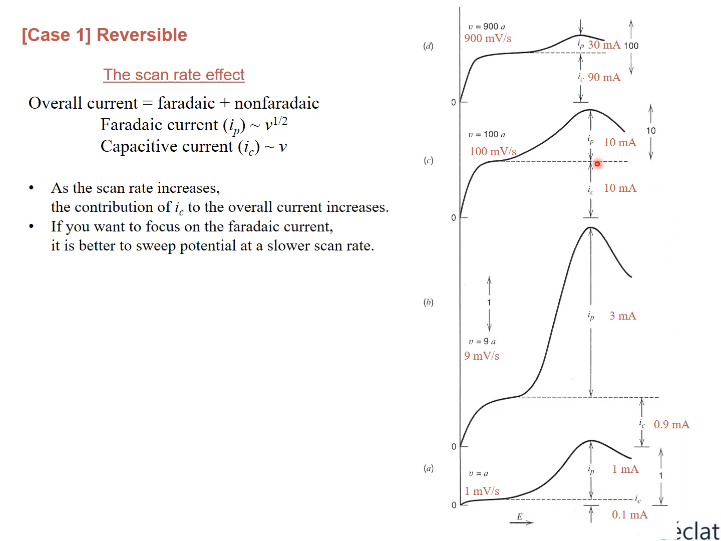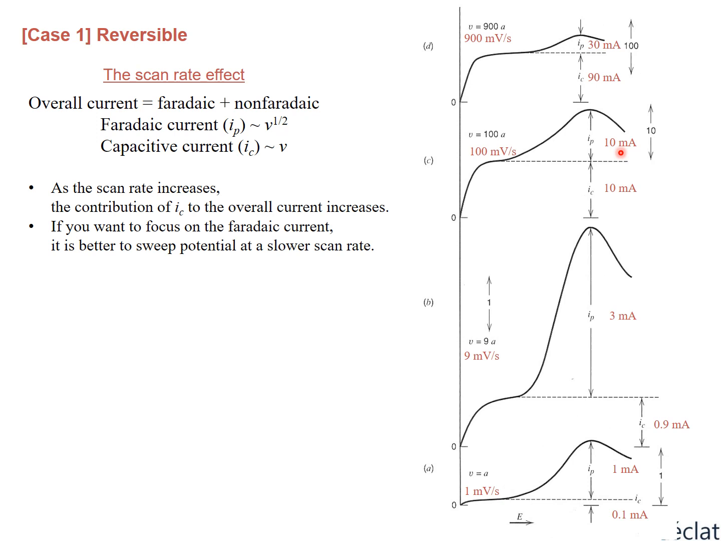Let's go to the third example. Right now I have increased the scan rate from 1 millivolt per second to 100 millivolt per second. It means 100x. So 0.1 times 100 is 10 milliampere. However, 1 milliampere times the square root of 100 is going to 10 milliampere. It means the Faradaic process and non-Faradaic process are competitive with each other.